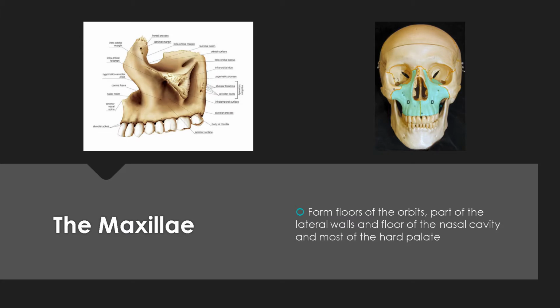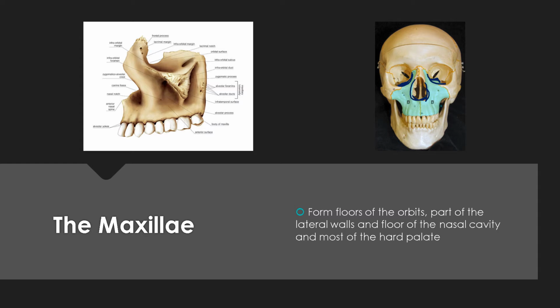The paired maxillae, or singular maxilla, unite to form the upper jawbone. They articulate with every bone of the face except for the mandible, which is the lower jawbone. The maxillae form floors of the orbits, as you can see here on this picture. So they form those floors of the orbits there and here. You can see back there as well. And part of the lateral walls and floor of the nasal cavity in here and all around there. And they also form most of the hard palate inside the mouth.